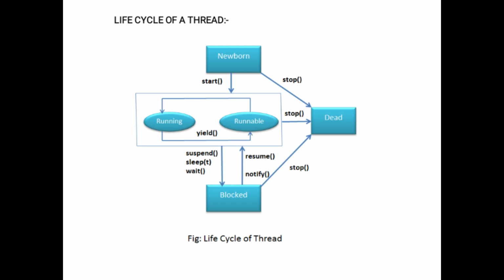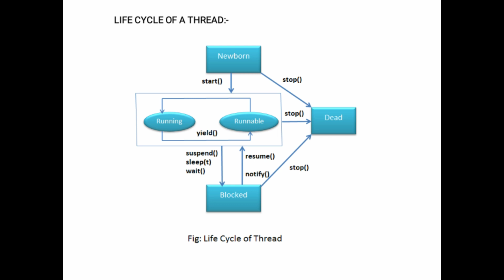Next is the runnable state. In the runnable state, the thread is ready for execution and is waiting for the availability of the processor. This means that the thread has joined the queue of threads that are waiting for execution. If all the threads have equal priority, then they are given time slots for execution in round robin fashion. The thread that relinquishes control joins the queue at the end and again waits for its turn. This process of assigning time to threads is known as time slicing.